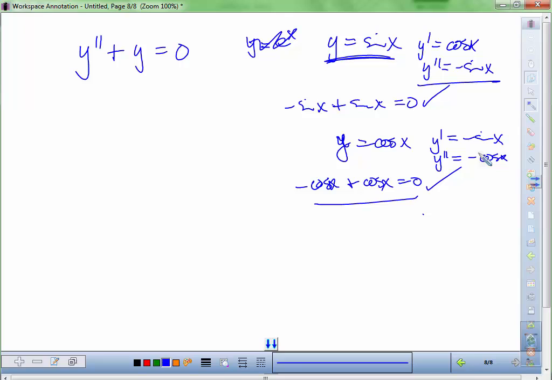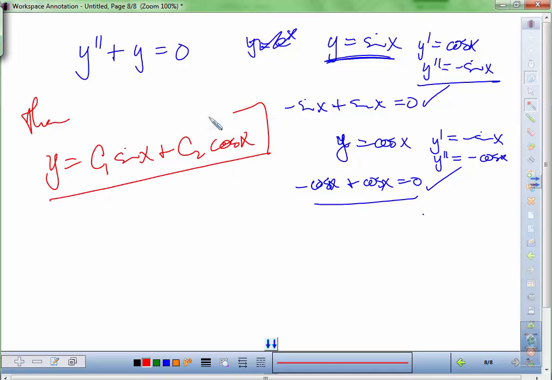What does that mean about these two solutions in the differential equation? Have a linear combination of them. Yep. So if you put a linear combination of the sine x and the cosine x solutions that we found, then this is also a solution to your differential equation. That's the superposition principle. Any questions?